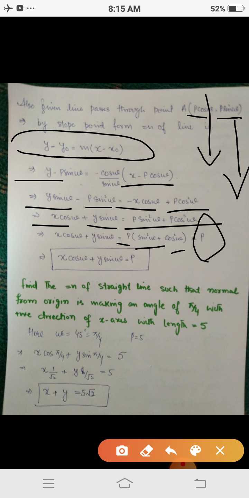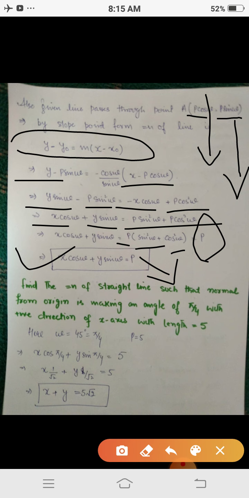Hence we simply get p on the right-hand side of this equation. So x cos omega plus y sin omega equals p. This is the required normal form of the line. So in normal form we have two things: the length of the perpendicular, or the normal, from the origin to the line, and the angle which it makes with the positive direction of the x-axis. If the angle is omega and the length is p, then the normal form is x cos omega plus y sin omega equals p, which is this one.